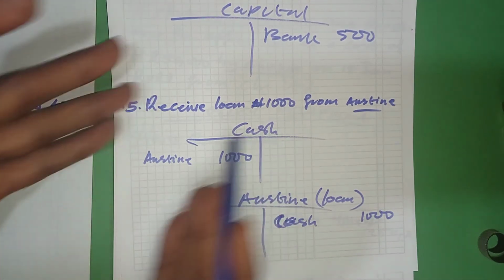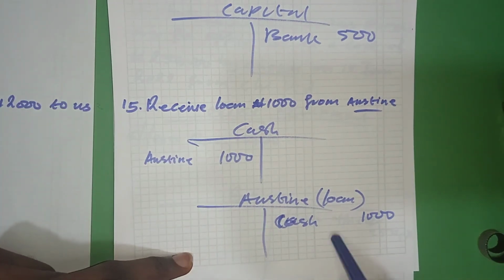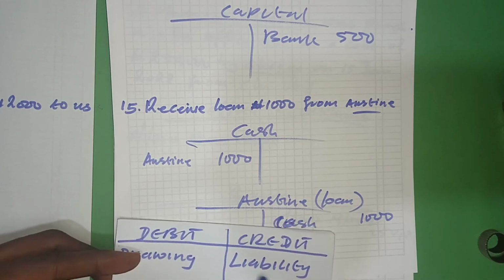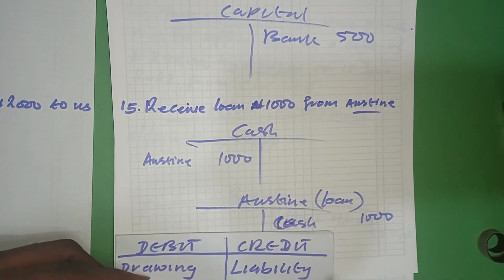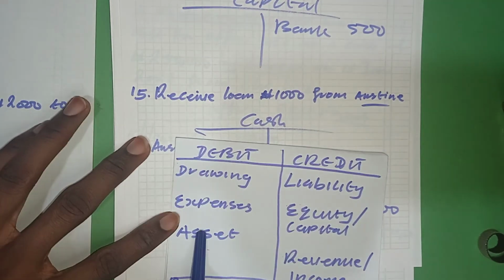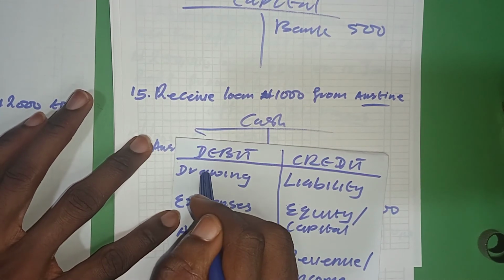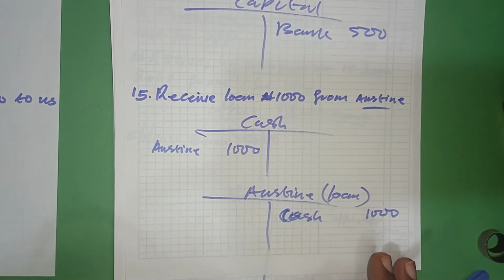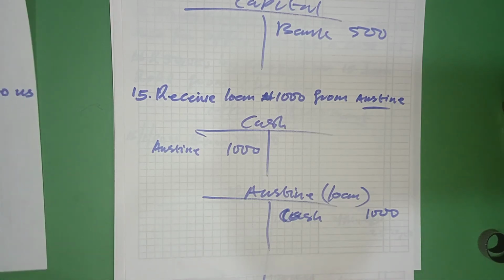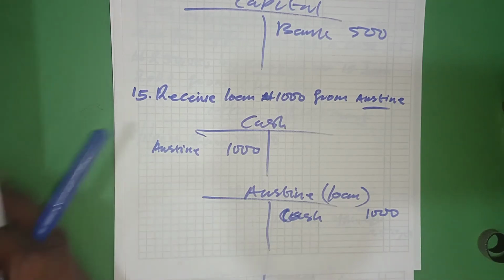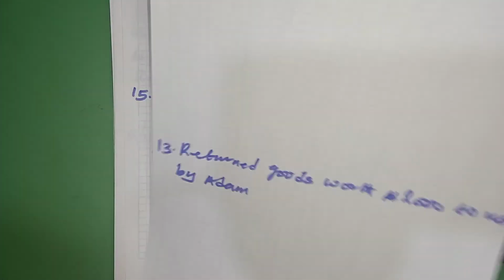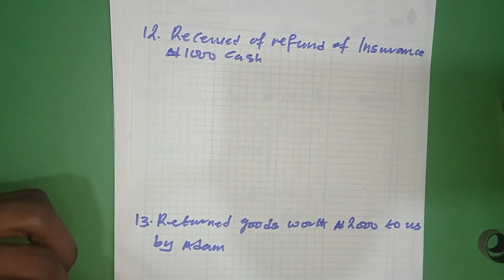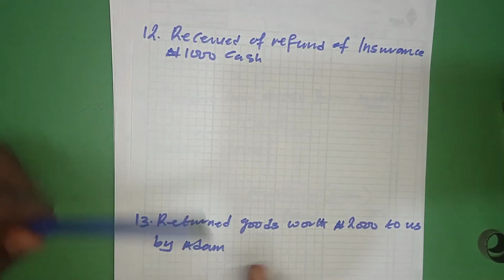Is this one clear? Because we receive, now we are owing Austin. That is the implication. Austin now is our liability. That's why we are crediting, and our asset is increasing. That's why we are debiting, because money is coming into the asset. I think with this video we can wrap up. I have one more question here to solve. Let's see if I can solve it within 1 minute.